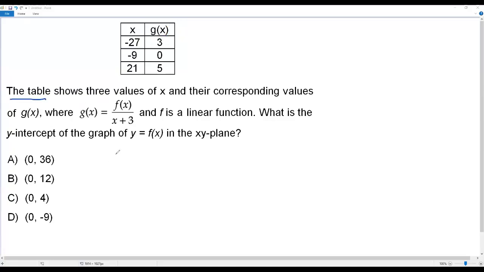The table shows three values of x and their corresponding values of g of x, where g of x equals f of x over x plus 3, and f is a linear function. What is the y-intercept of the graph of y equals f of x in the xy plane?